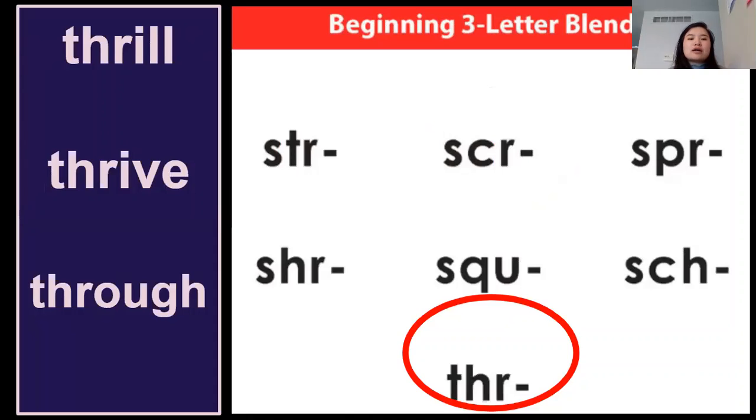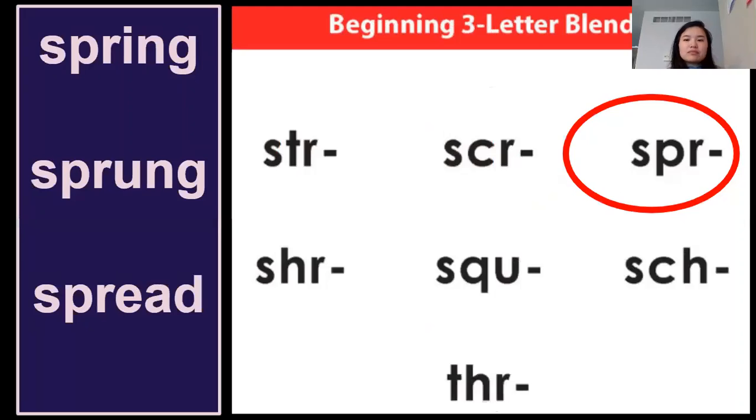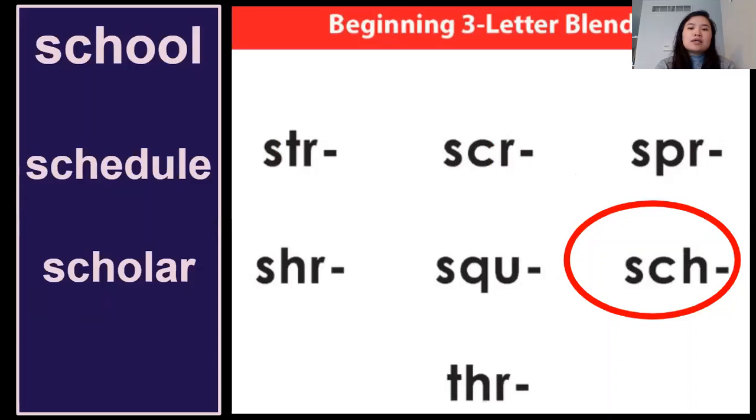Thr, T-H-R, that would be used for the beginning of the words thrill, thrive, through. Now we have the beginning blend of S-P-R, spr. The words that have that beginning blend sound would be spring, sprung, spread. Now for one of the last ones that we're going to be focusing on, it would be sk, S-C-H, for school, schedule, scholar.